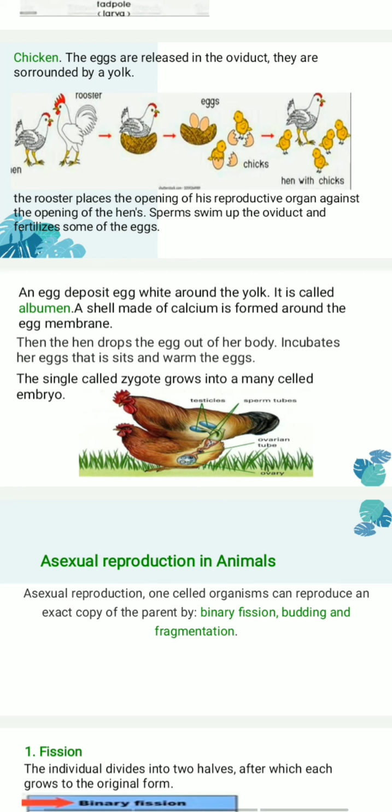is formed around the egg membrane. Then the hen drops the egg out of her body and incubates her eggs, that is, sits and warms the eggs. The single cell called the zygote grows into a many-celled embryo.